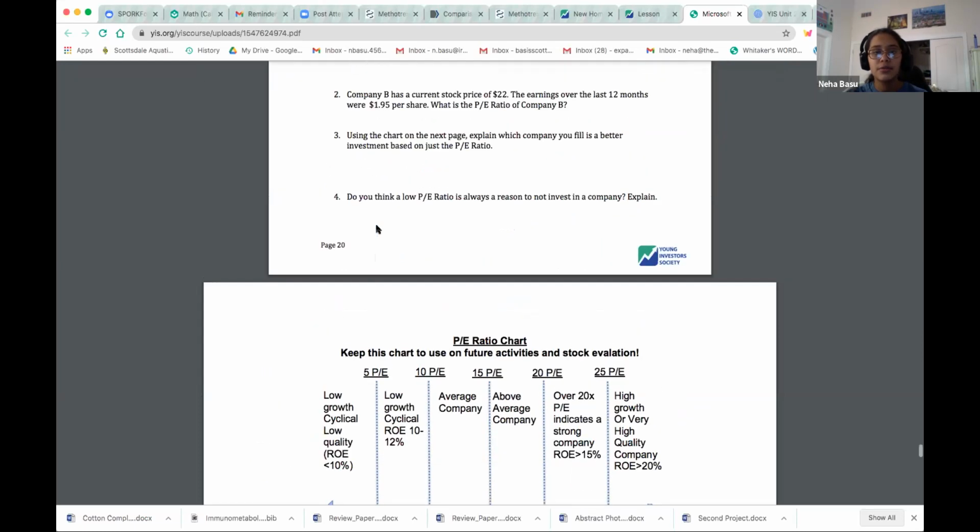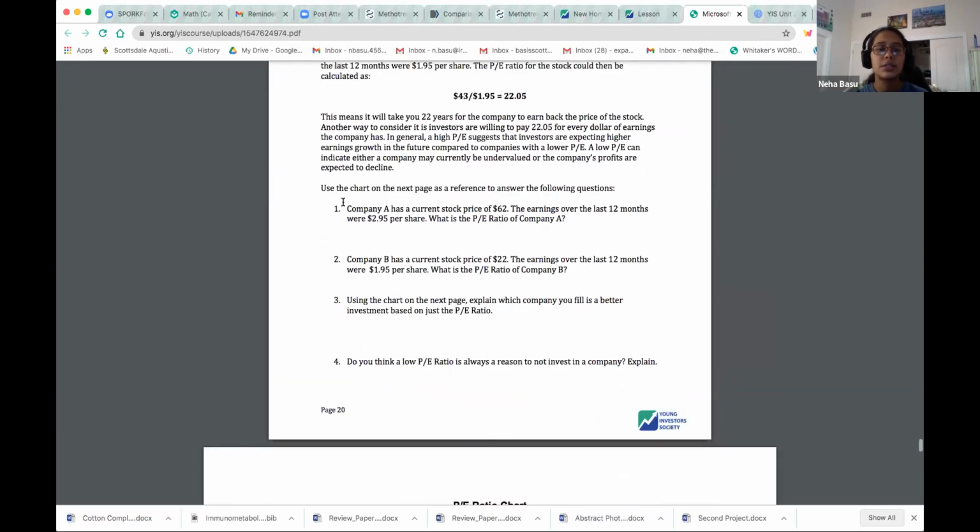So now that we've gone over the chart, we can go on to these questions. The first question is: Company A has a current stock price of $62. The earnings over the last 12 months were $2.95 per share. What is the PE ratio of Company A? Does anyone have any ideas about how to calculate this?